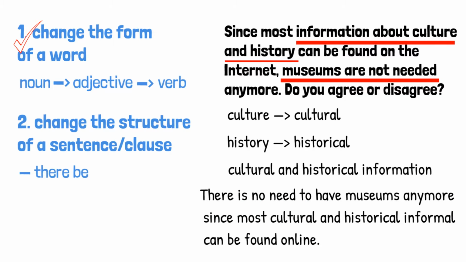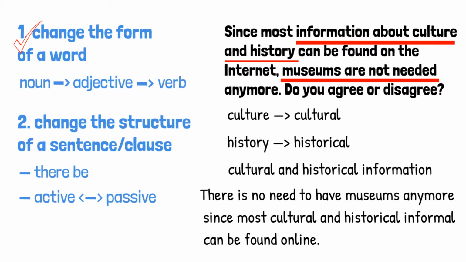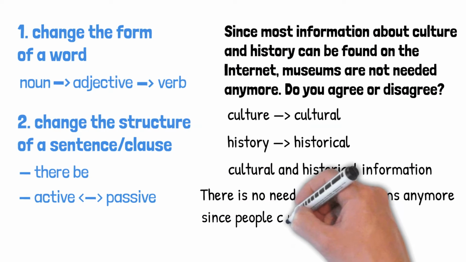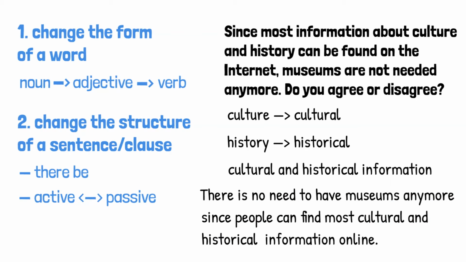I'm not done yet. Another way to change the structure of a sentence is to change the active voice into the passive or the passive into the active. For example, be found is in the passive voice. We can change it into the active voice, since people can find the most cultural and historical information online. You see, super easy, right? We change the nouns culture and history into the adjectives cultural and historical. We also change the sentence structure by using there is and the active voice.